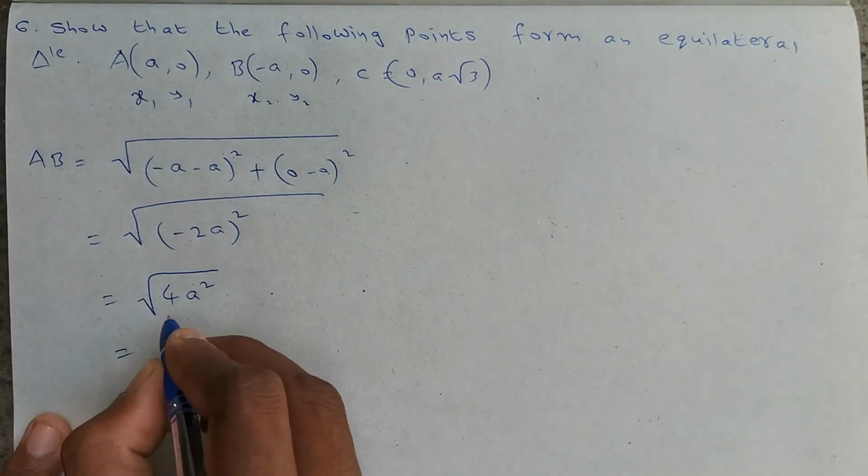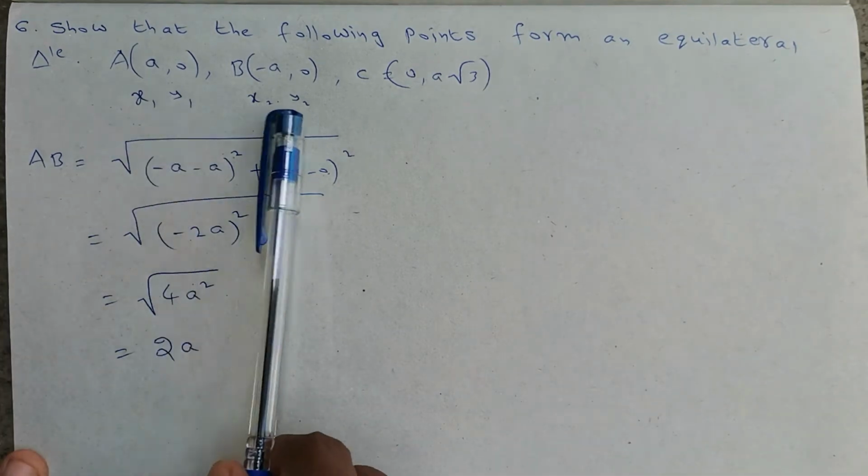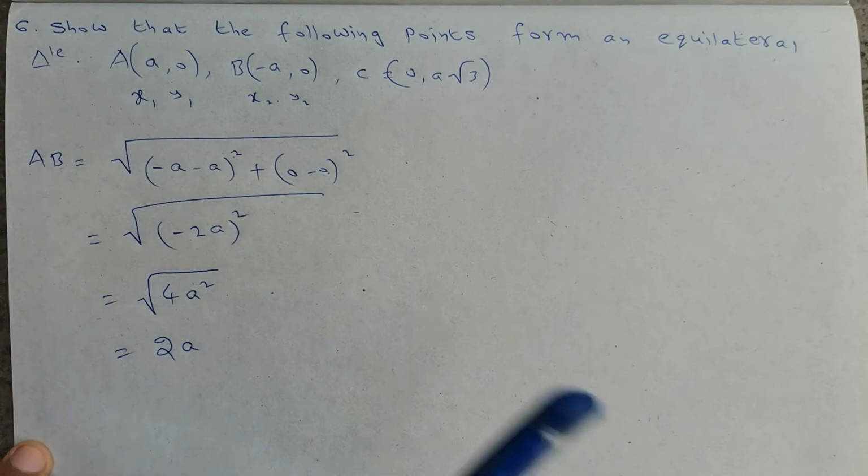So root 4 is 2, a square is a. So the distance between the points A and B is 2a.